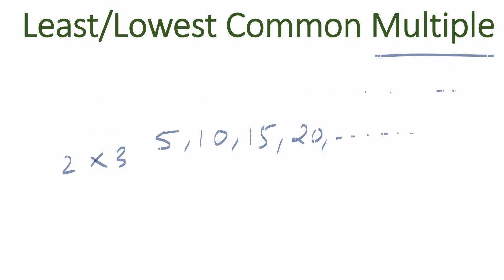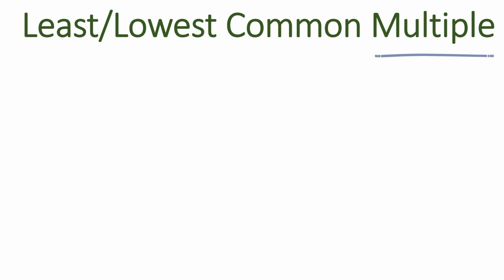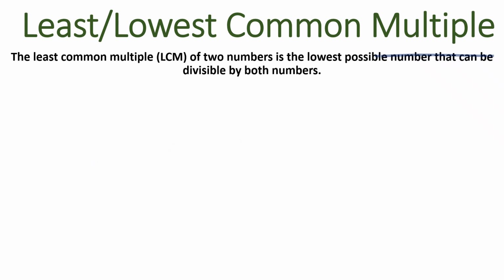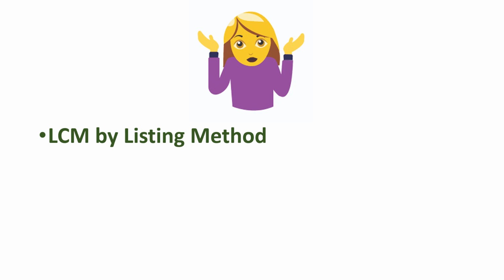Now let's go deep into our actual topic, the lowest common multiple. In simple words, the lowest common multiple is the smallest possible number that is divisible by both the numbers. We'll see with the help of examples how you can find the LCM. But what is the procedure, what is the method of finding the LCM? There are different methods you can use to find the LCM of two numbers or more than two numbers.